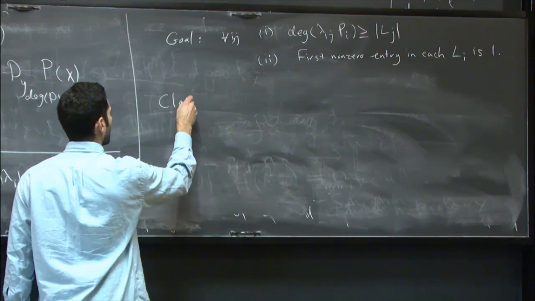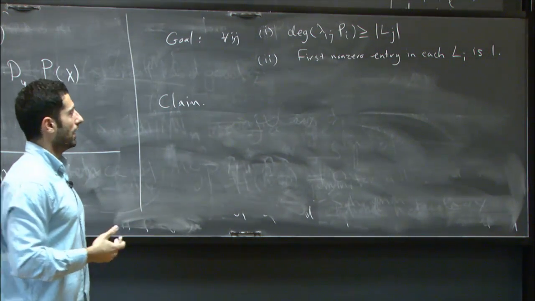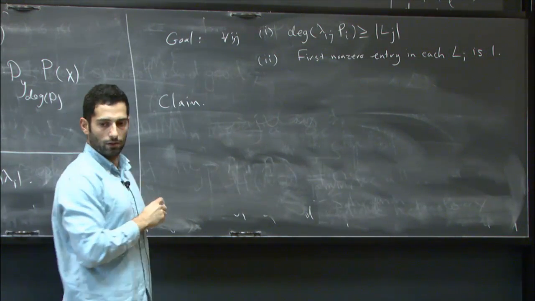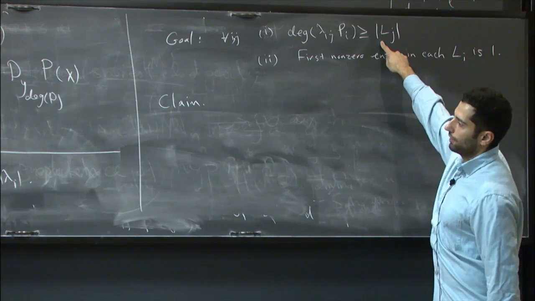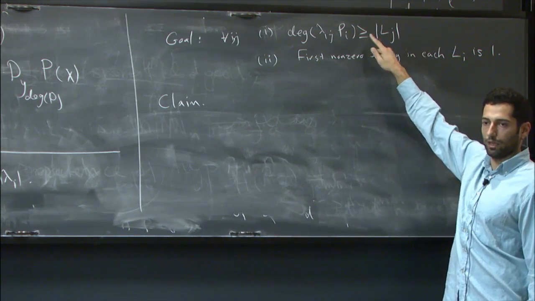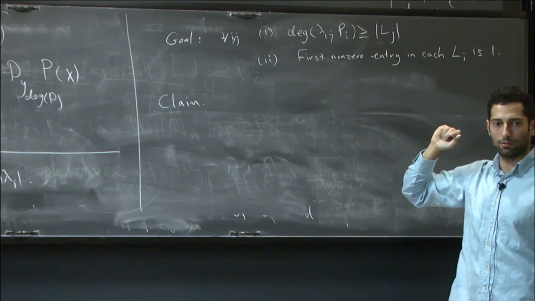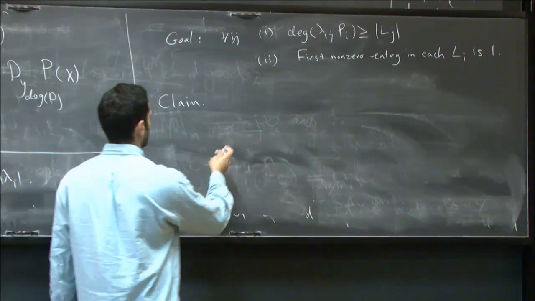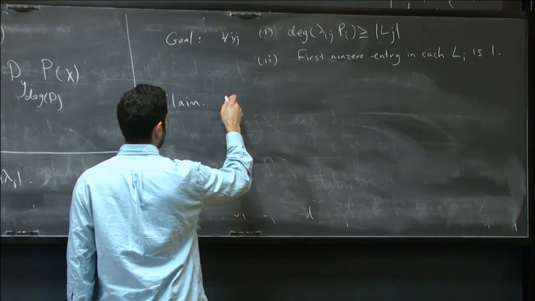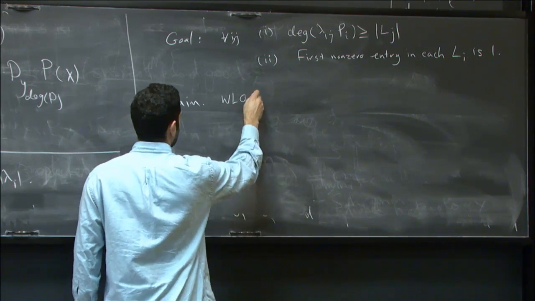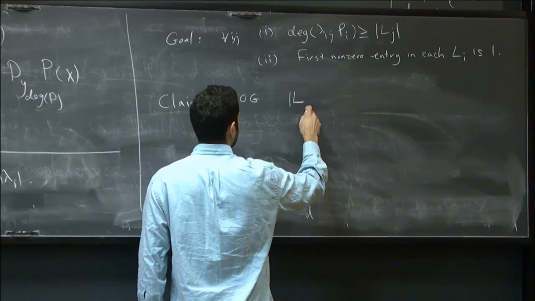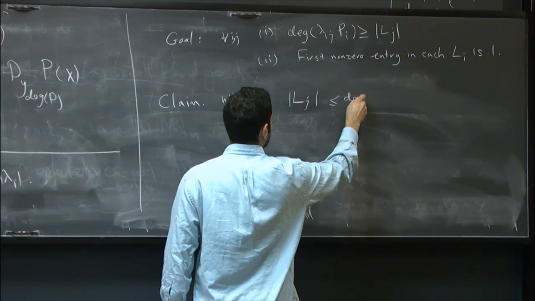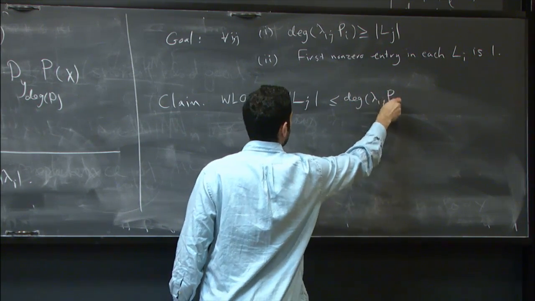The first claim is that I can always at least assume this without loss of generality. So in my linear combination, the linear forms have lower weight than the polynomial that they're being applied to. And this is really because of the derivative property. So I want to say that without loss of generality, we can assume that the absolute value of L_j is less than or equal to lambda_ij.